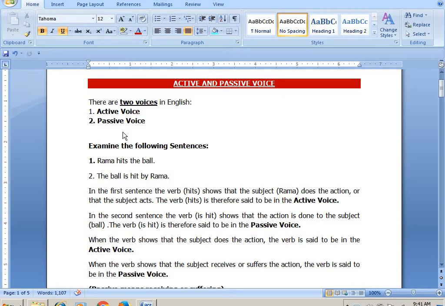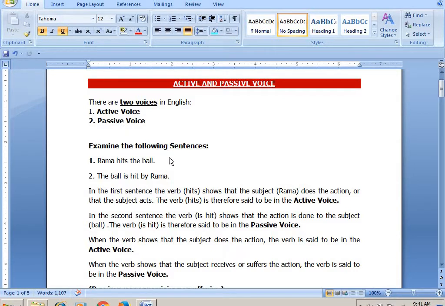These questions are asked to you in the exam. Whether you are in 9th standard or 10th standard, grammar is a part of your subject and therefore active passive too is asked in the exam for 1 mark. And so, let's see now.